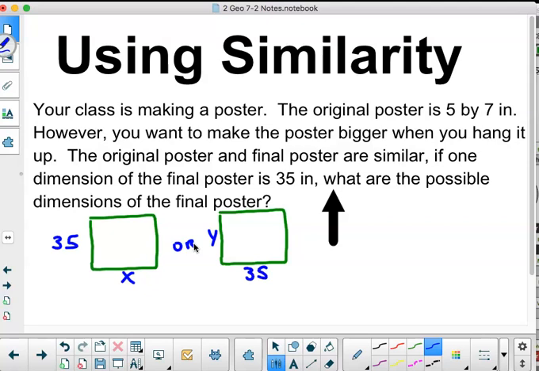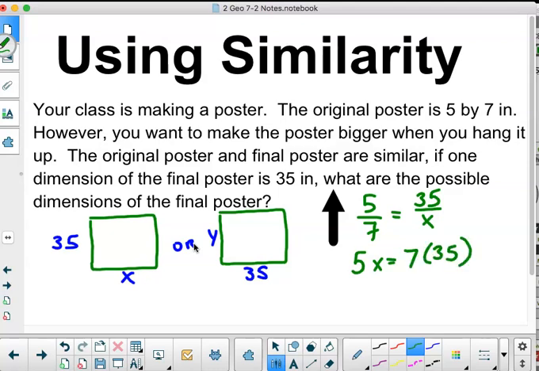If one dimension of the final poster is 35, what are the possible dimensions of the final posters? One of them is 35. Okay, but the original was 5 by 7. So if I start with a 5 by 7, okay, if I have one dimension, 35 over X, let's solve for that. I go 5 times X equals 7 times 35.